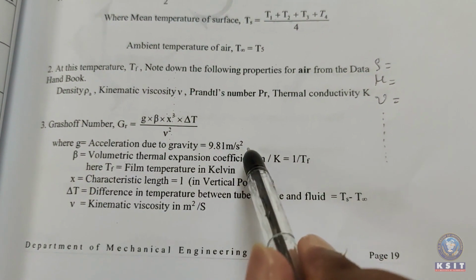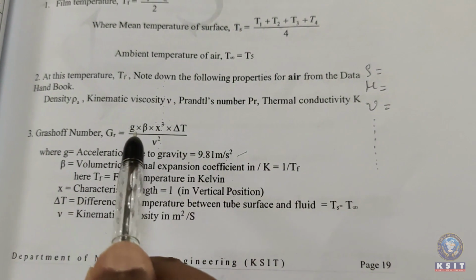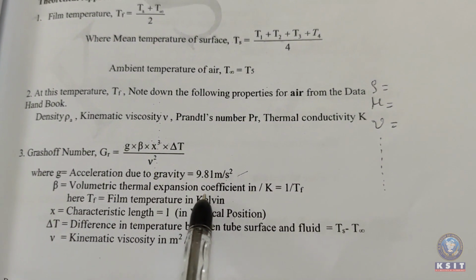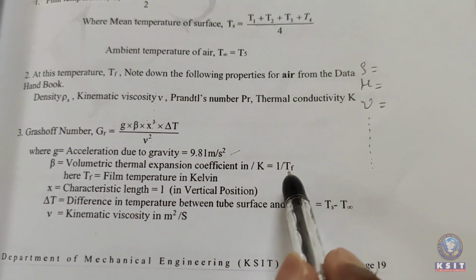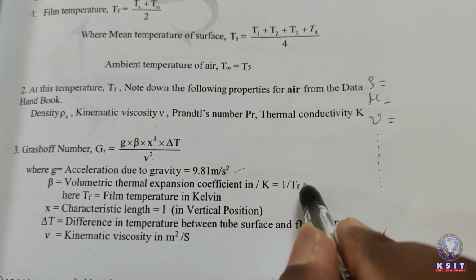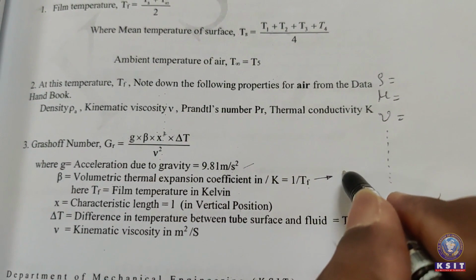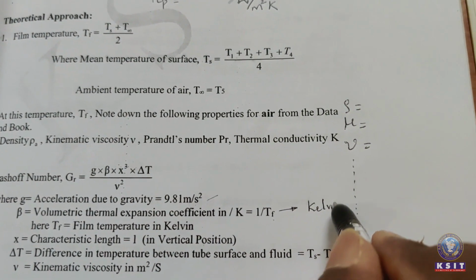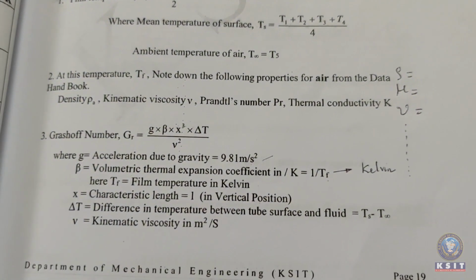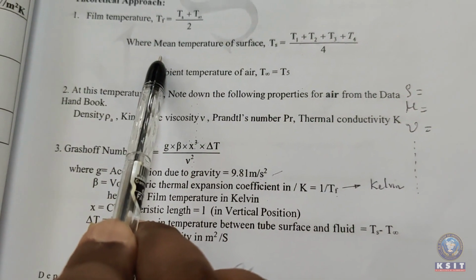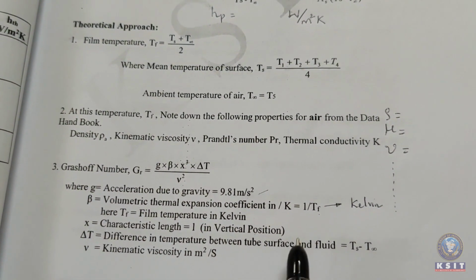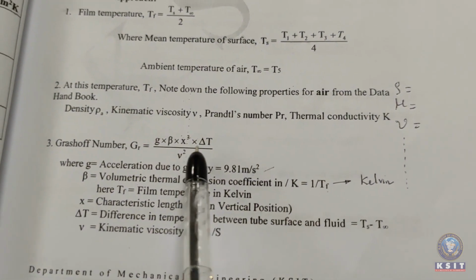g is 9.81 meter per second square. Beta is called the volumetric thermal expansion coefficient. It is 1 over Tf, but Tf should be substituted in Kelvin. I repeat, I am writing again here: Tf we have to substitute in Kelvin. The Tf we got in the previous step is in degree C, so we have to convert into Kelvin and substitute into this equation.